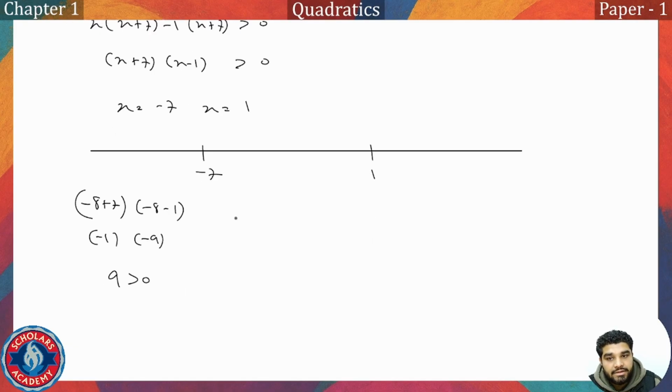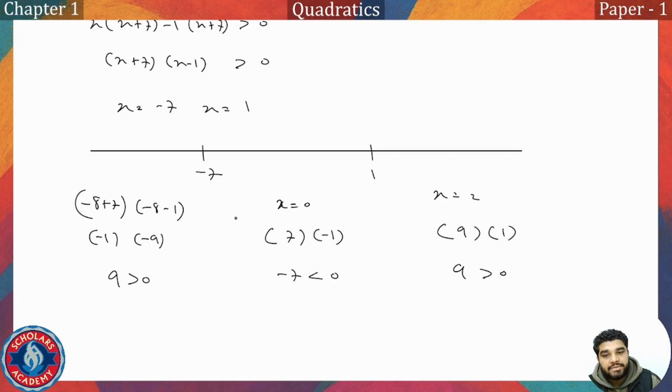If I take a value from here, x is equal to 0, if I substitute that, I get 7 times -1, which is -7, less than 0. If I take x is equal to 2, and if I substitute that, I get 9 times 1. So 9 is greater than 0. So the intervals that I'm taking are when x is less than -7 and when x is greater than 1. So these are the two intervals for x. Let's move forward.